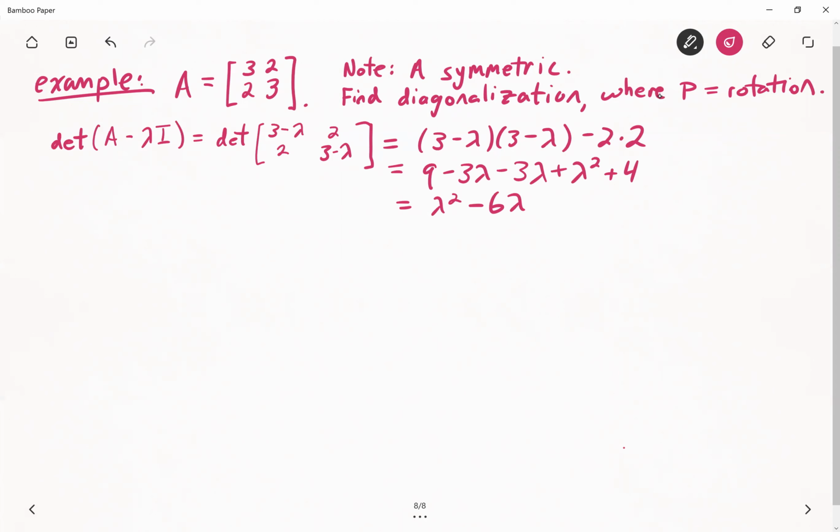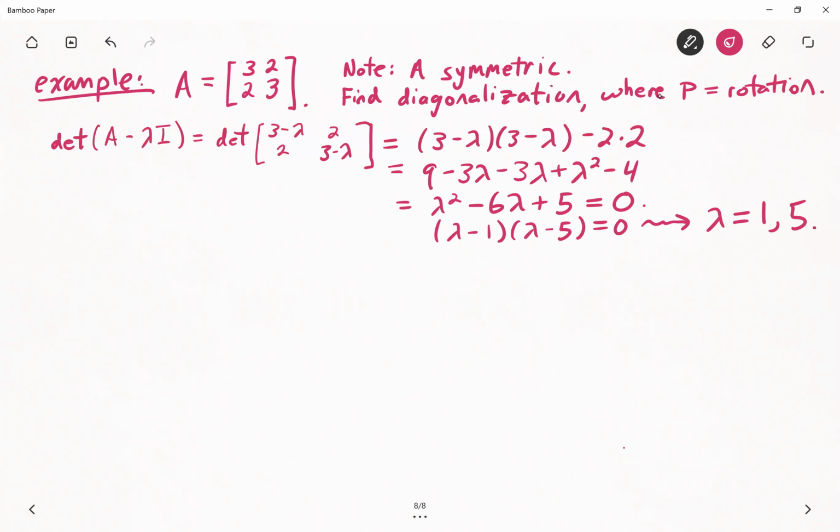Let's see, I have a 9 plus 4, which is 13. Actually, no, not 9 plus 4, excuse me. That wouldn't work out at all. I've got a 9. This should actually be a minus 4. Much better. 9 minus 4 is 5. There's our polynomial. We'll set it equal to 0. It factors quite nicely as lambda minus 1 times lambda minus 5 equals 0, which gives us our two eigenvalues, 1 and 5.